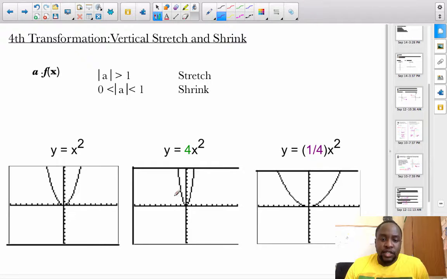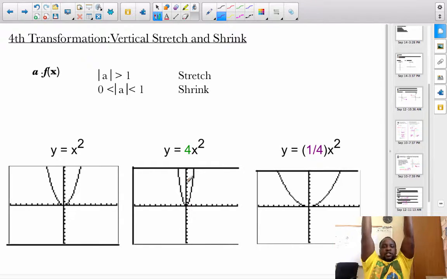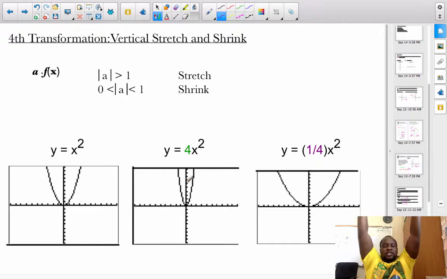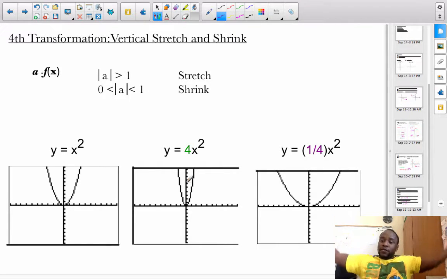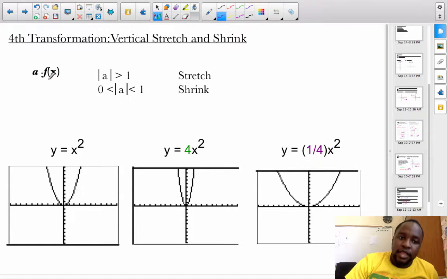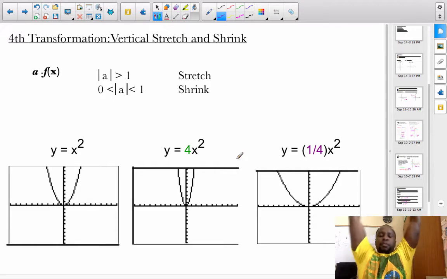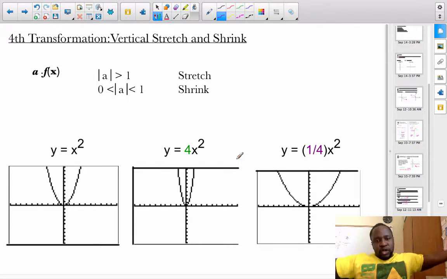then it's a stretch. See here, with y equals 4x squared, it's stretched more vertically. So y equals x squared, and then y equals 4x squared gets stretched a little bit, whereas y equals 1/4 x squared gets a little shrink. It gets flattened a little bit. And so this affects how much it gets stretched or shrunk in the vertical direction.